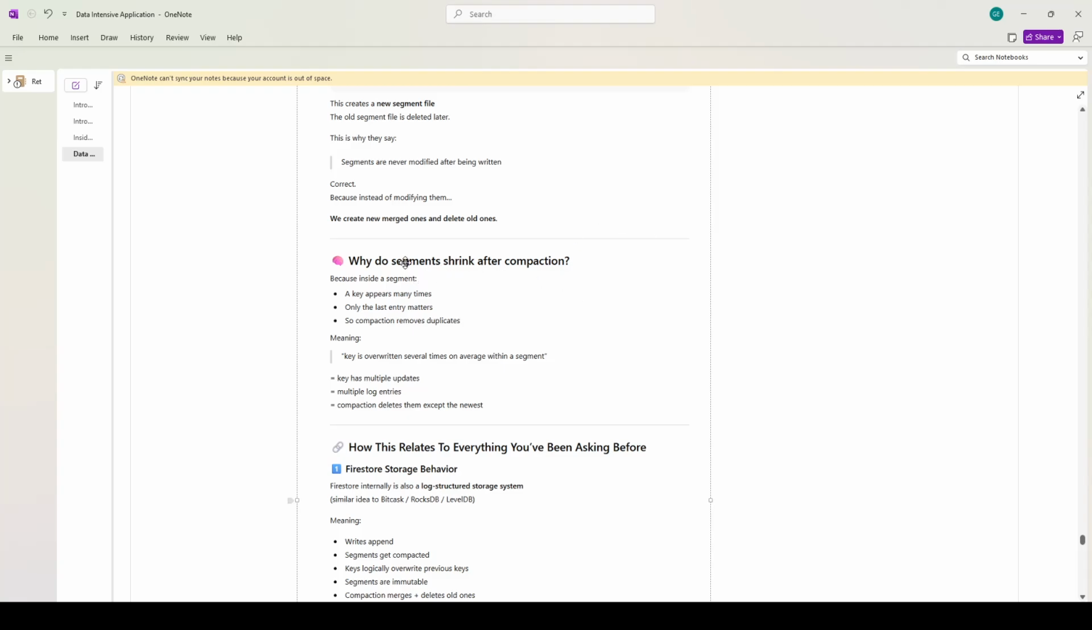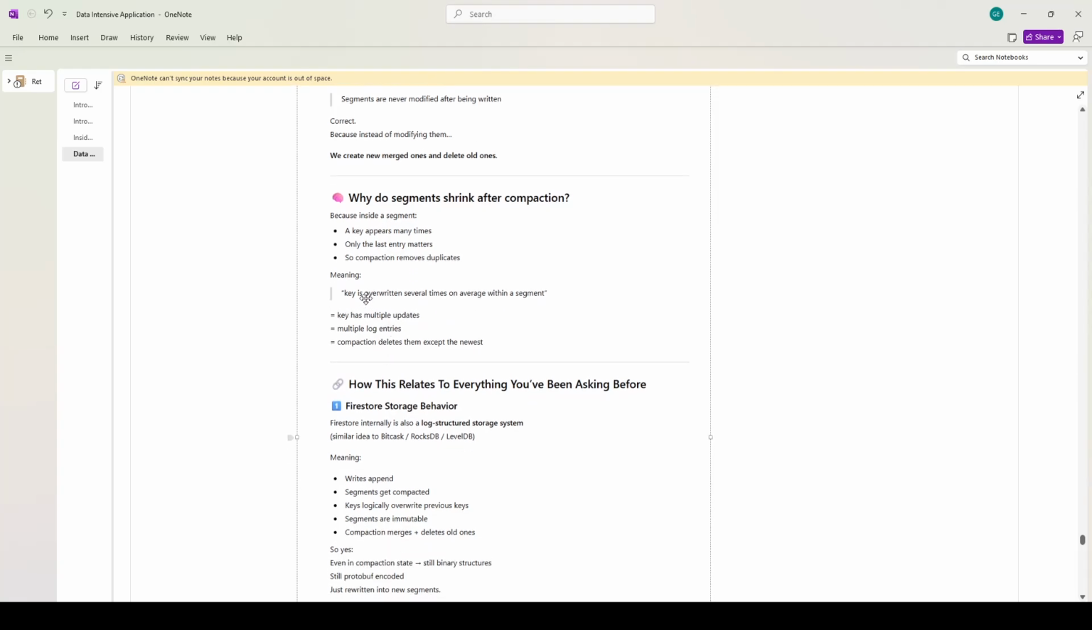Why do some segments shrink after compaction? Because inside the segment, a key appears many times. Only the last entry matters, so compaction removes duplicates. Meaning a key is overwritten several times on average within a segment. A key has multiple updates, multiple log entries. Compaction deletes them except the newest.